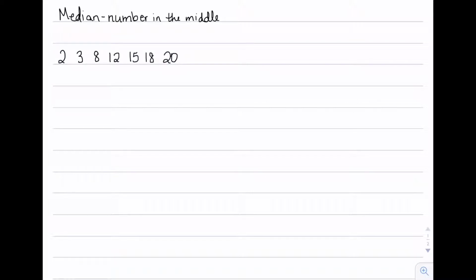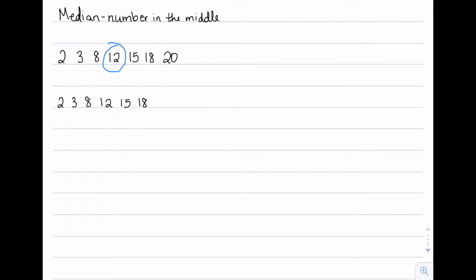For the median, there's two ways to do this depending on the number of data values. So in this case right here, we have 7 data values, which is odd. So we actually look for the number in the middle. And you'll notice this 12 value has 3 numbers to the left and 3 numbers to the right. So in this case, the median is 12.